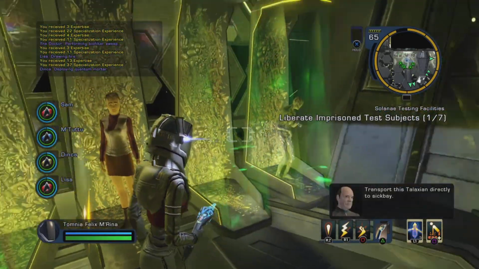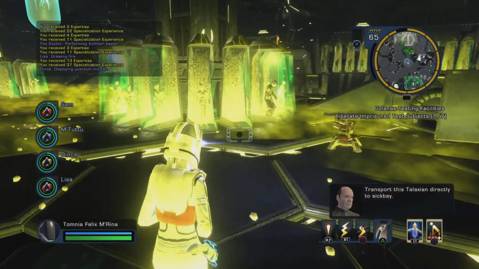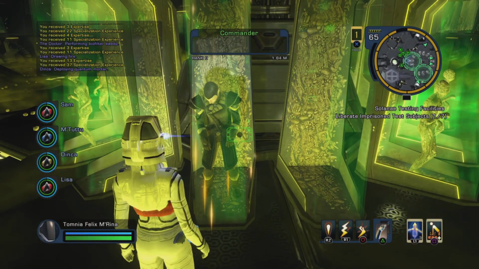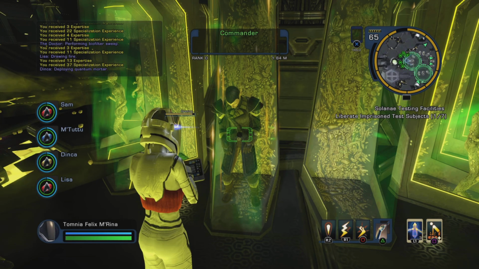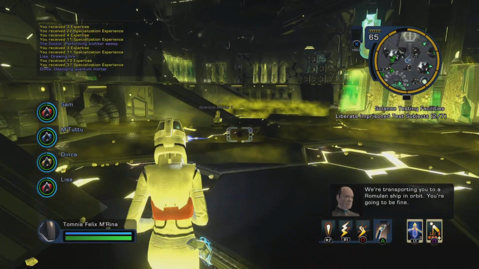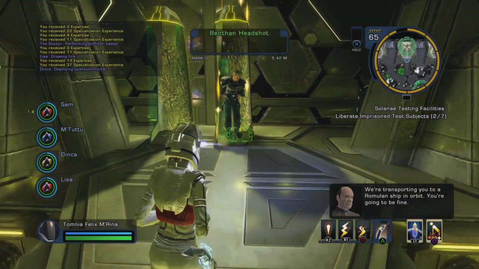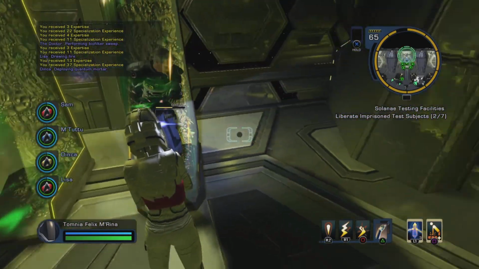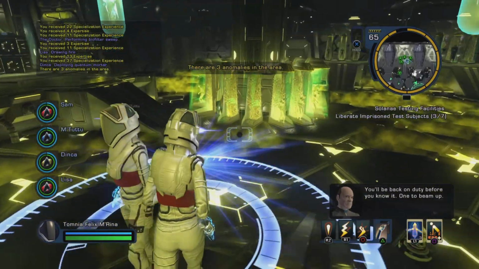Transport this Talaxian directly to sickbay. We're transporting you to a Romulan ship in orbit. You're going to be fine. You'll be back on duty before you know it. One to beam up.